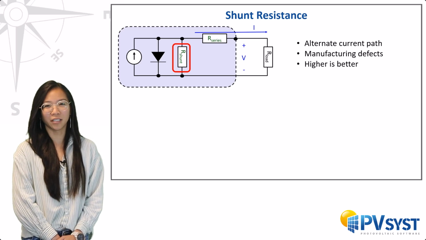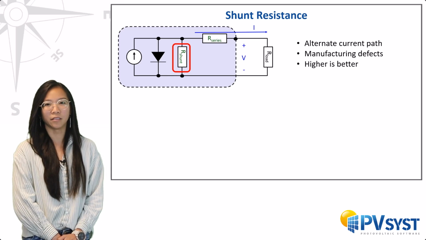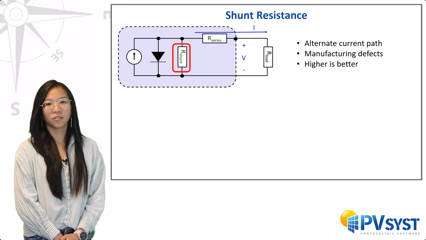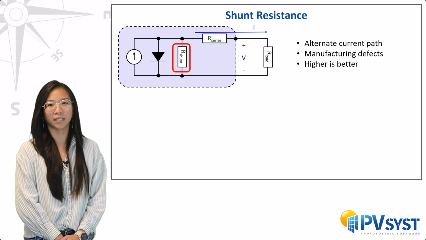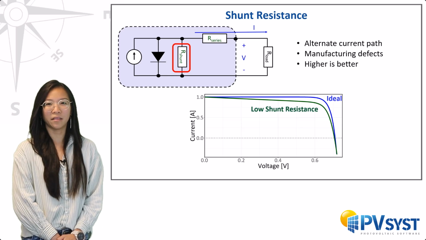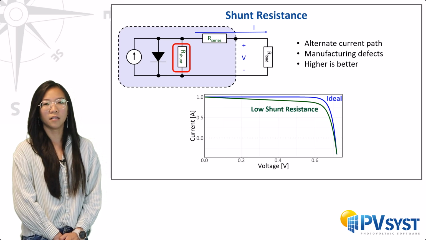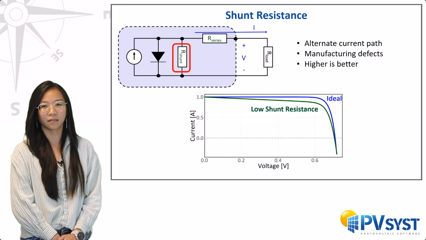We have also a shunt resistance in parallel with the diode, which will draw a little current due to current paths for the generated carriers to pass through. Shunts are typically caused by manufacturing defects. Unlike with series resistance, a higher shunt resistance is better for solar cell performance. You can see the effect of a low shunt resistance on the IV curve on this plot. Low shunt resistance affects the slope of the curve close to the short circuit current.